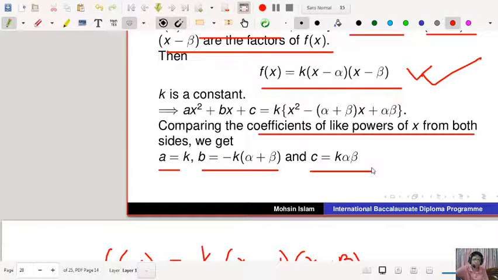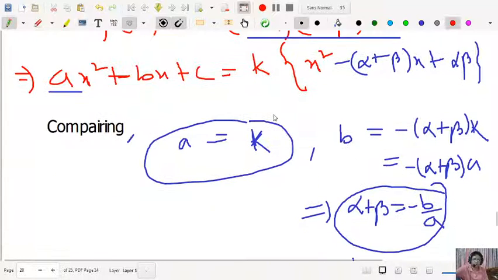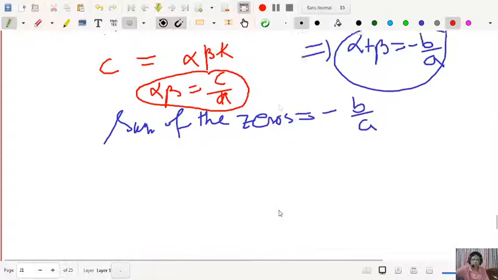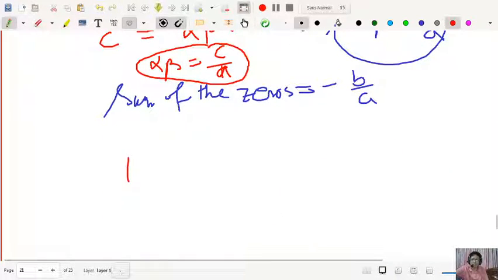If you check, the constant term on the left hand side will be c, and the constant term on the right hand side will be alpha beta k. So what is your alpha beta? The product is given by c by k, and k is a. So this is the product of the zeros.